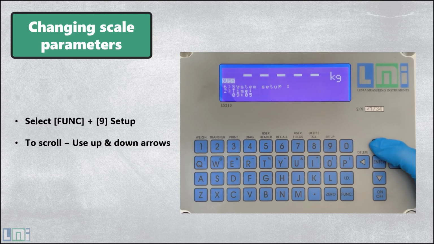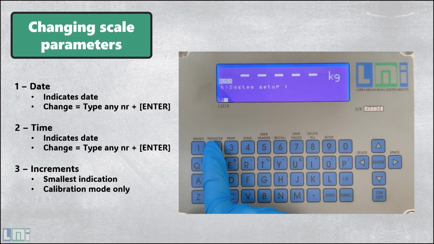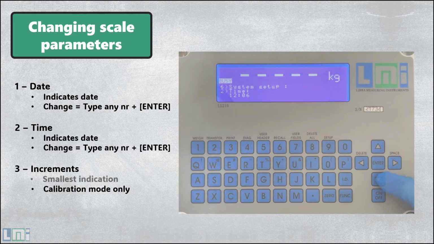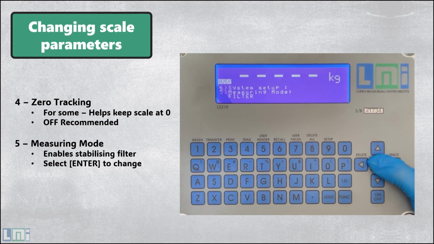different available settings. The first 3 settings are date, time and increments. Type any number key and press enter to change the date or time. Increments can only be adjusted by technicians. Next is zero tracking, which is switched to off by default, as it is only used in very specific situations. Measuring mode enables the stabilizing filter. Press enter to select your preferred option.